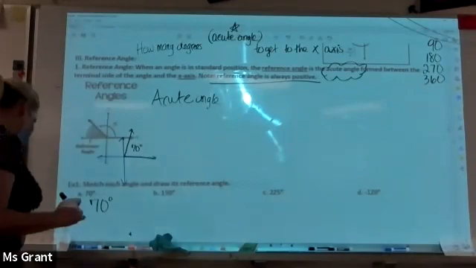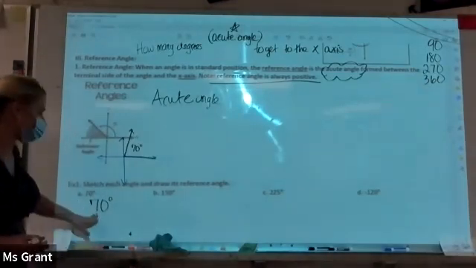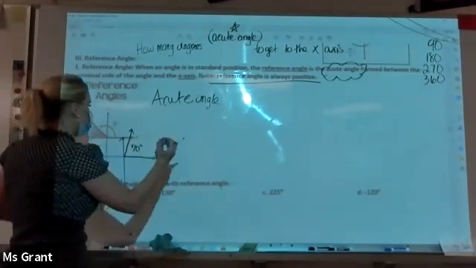Because 70 already is an acute angle. Don't worry, it'll get better.